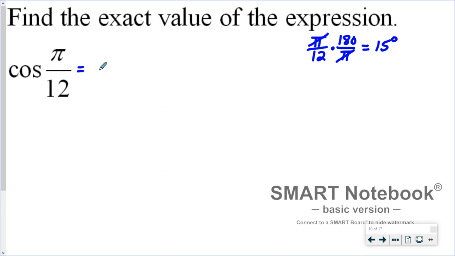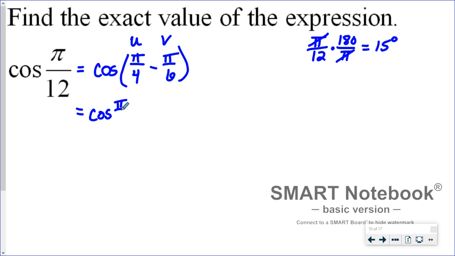So this is essentially the cosine of pi over 4 minus pi over 6. And of course, if we think about common denominators here, this would be 3 pi over 12 minus 2 pi over 12, which would give us pi over 12. So this is our cosine of u minus v. All right, so this is cosine u cosine v plus, because with cosine it's the opposite sign, sine u sine v.